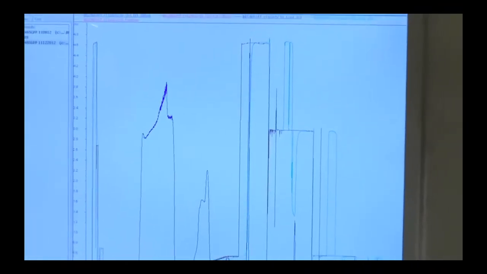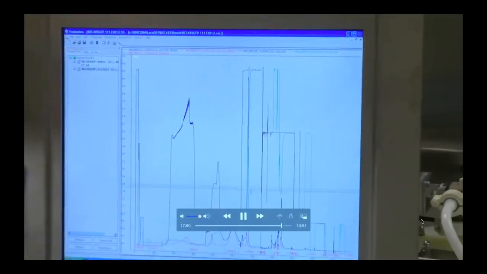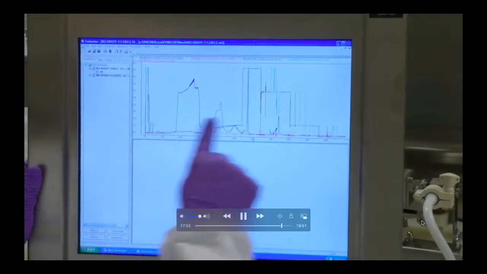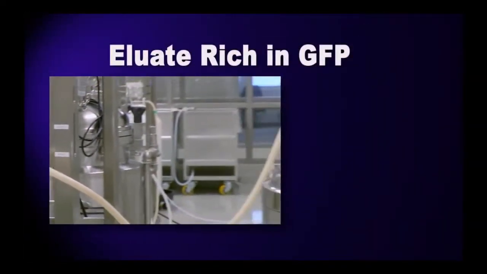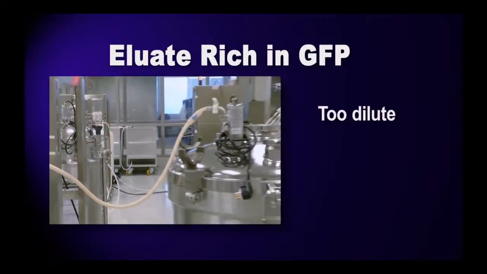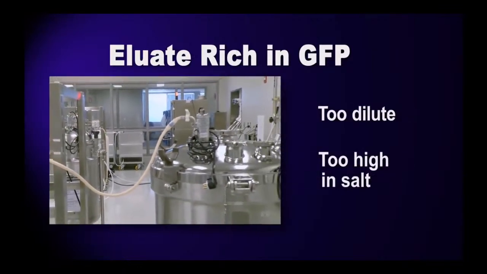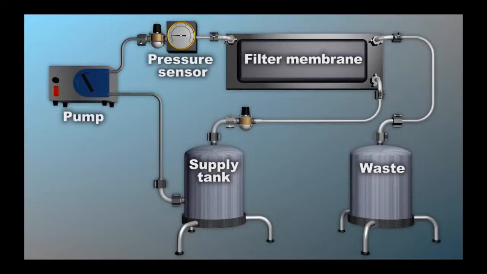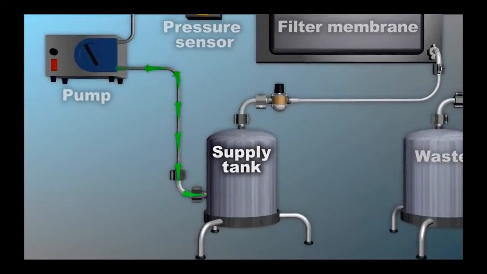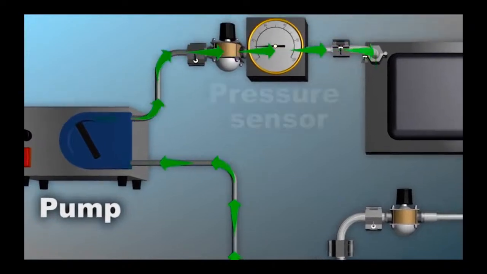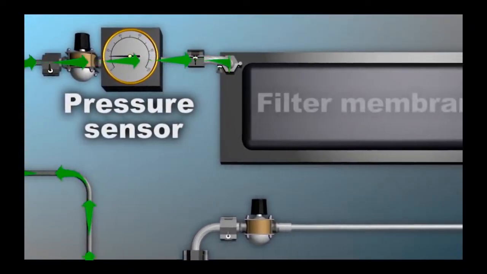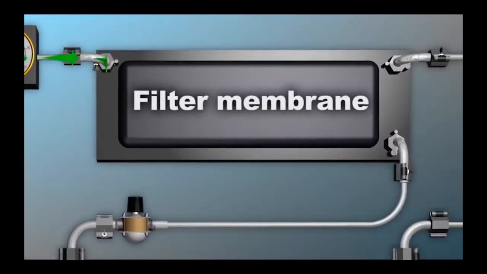At this point in the process, tangential flow filtration will be used to concentrate and diafilter the GFP product stream. The eluate is rich in green fluorescent protein, but it's still too dilute and too high in salt. As the solution moves through the TFF apparatus, it leaves the supply tank, is pulled through a pump, past a pressure sensor, and then across the filter membrane.